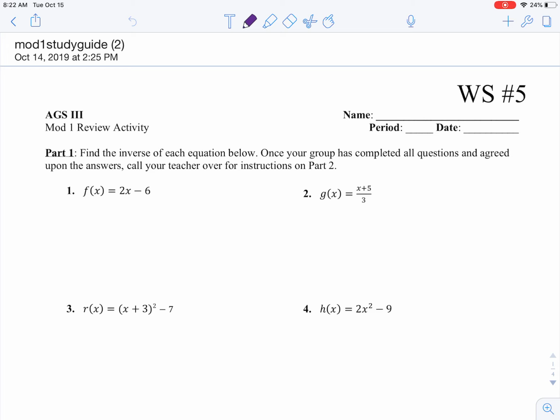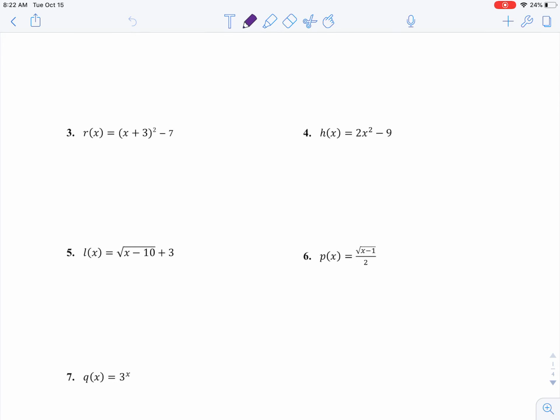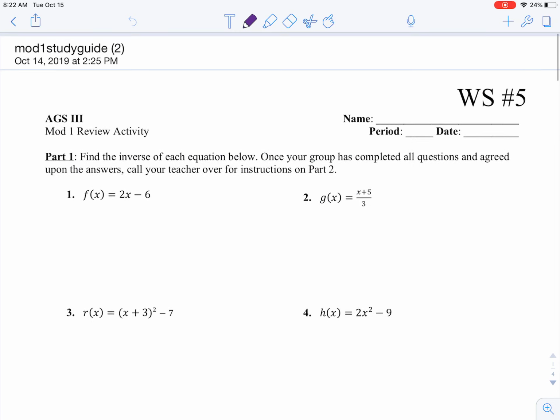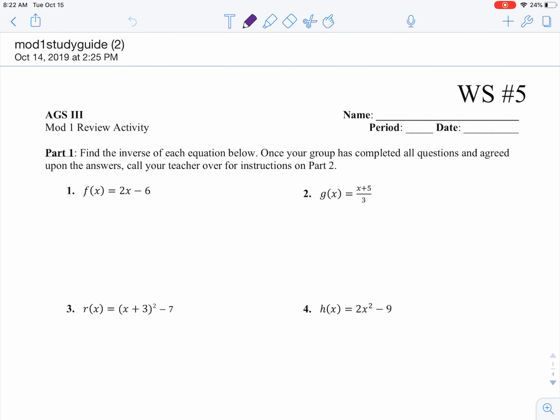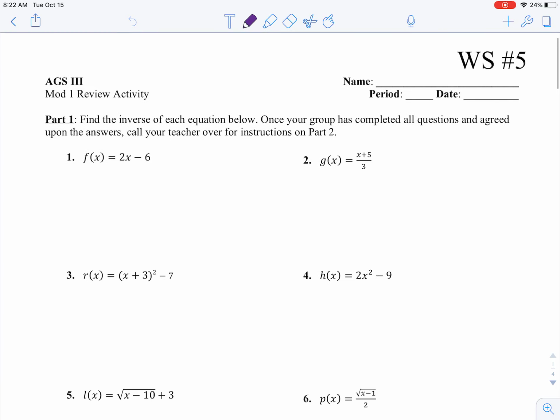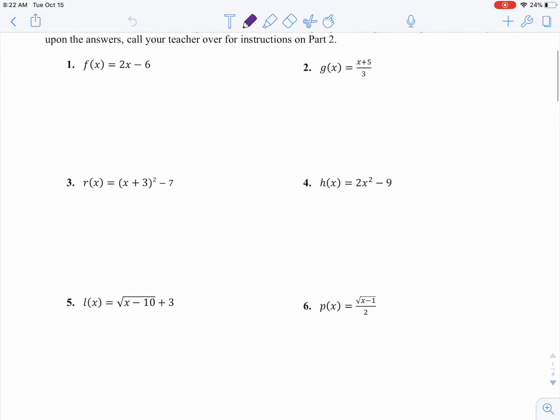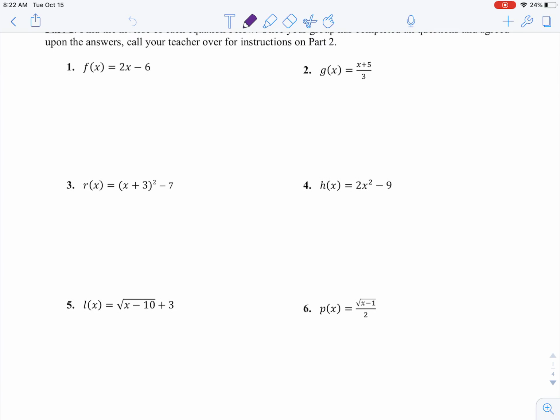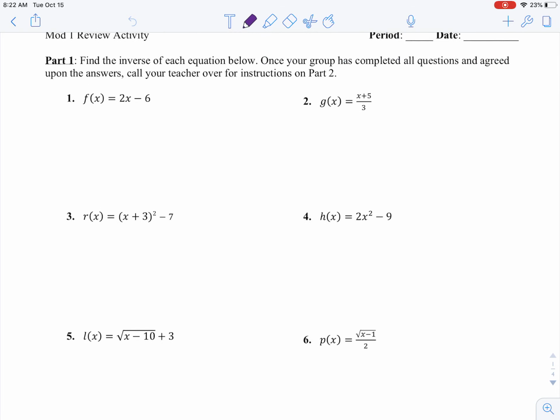On page 1, they're all pretty similar, so I'm just going to choose a few to do and go from there. So 1's pretty easy, as is 2, so I'm going to go ahead and start on 3. Find the inverse of each equation below. Once your group has completed all questions and agreed upon answers, call your teacher over for instructions on part 2. Okay, we're not doing that, but I do want you to compare answers with your group today.